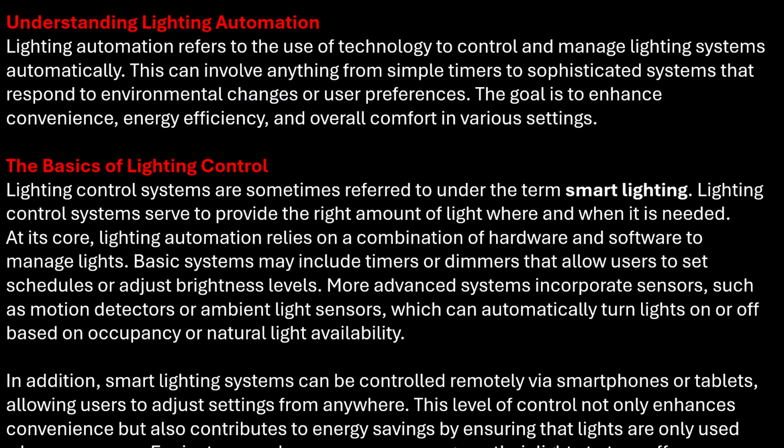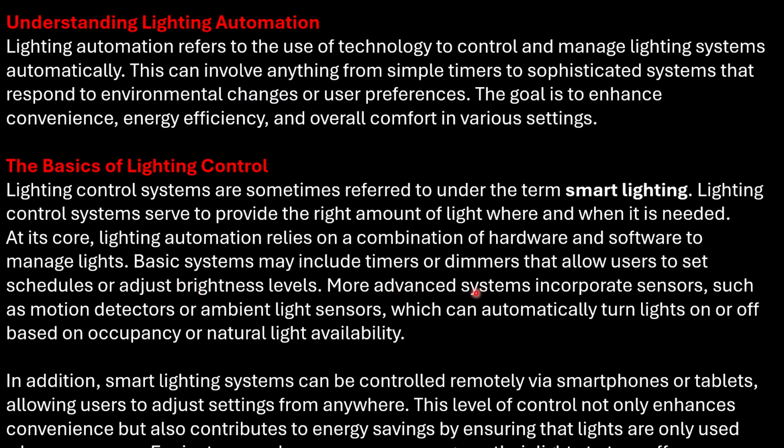Whereas lighting control systems are sometimes referred to under the term smart lighting. Lighting control systems serve to provide the right amount of light where and when it is needed. At its core, lighting automation relies on a combination of hardware and software to manage lights. Basic systems may include timers or dimmers that allow users to set schedules or adjust brightness level.